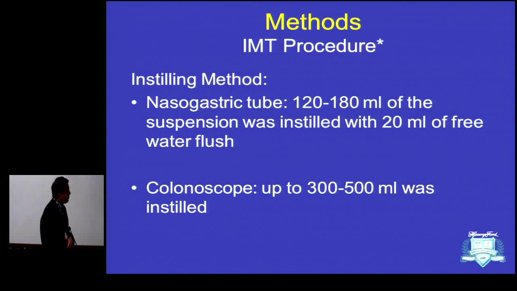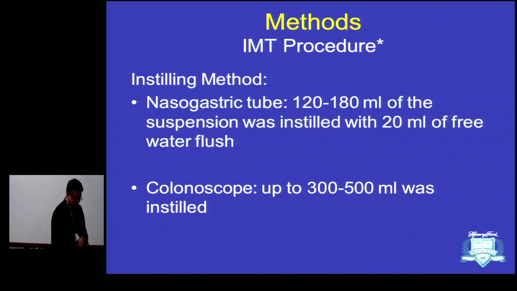The instilling method is a nasogastric tube. About 120 to 180 ml of suspension was instilled with about 20 ml of free water flush. And with colonoscopy, we don't want to put too much fluid in the upper route, because if they aspirate, there'll be fecal aspiration pneumonia. So colonoscopy can use much larger volumes, up to 500 ml can be instilled.